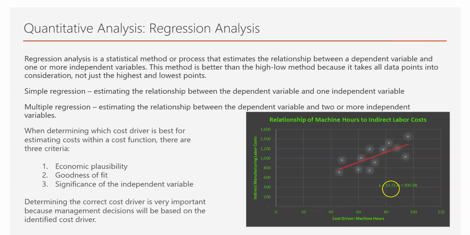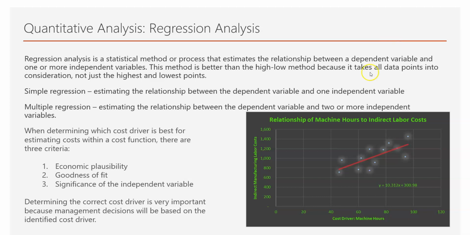When we talk about goodness of fit, we're talking about the tightness, or how tight these data points are in relationship to my cost function, or my line here. The tighter they are, the better that fit. The tighter that is, the greater the likelihood that the cost function is accurate, or is highly accurate. It may not be perfectly accurate, but it's pretty close.